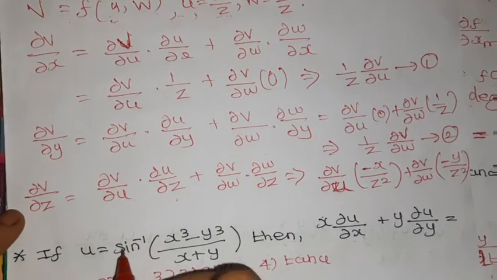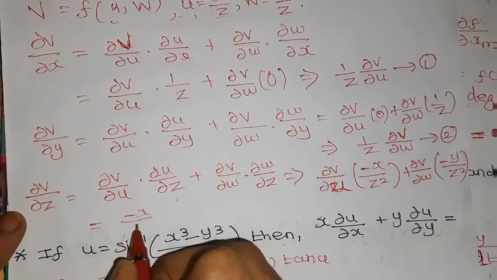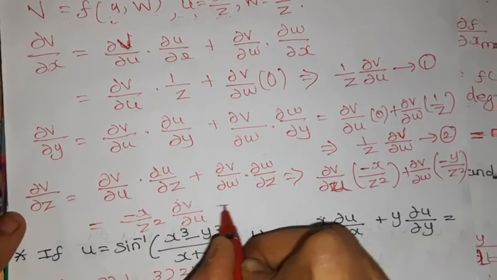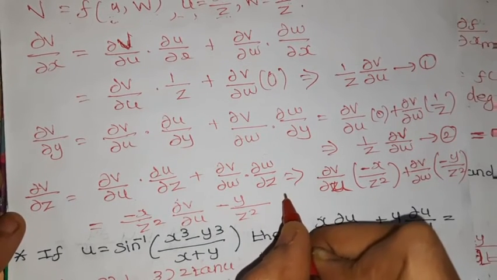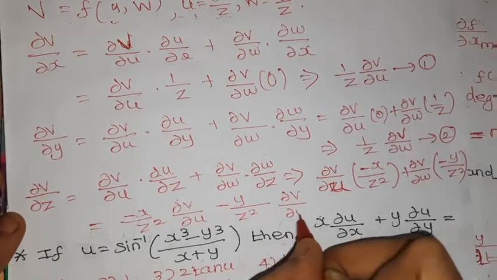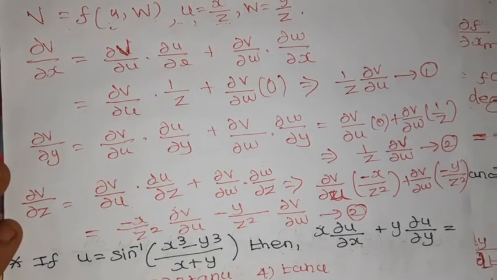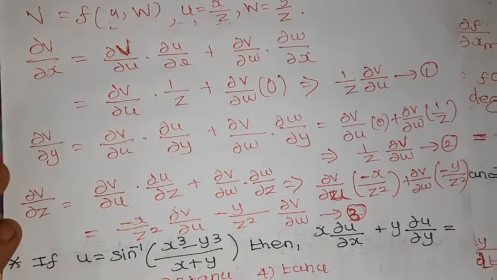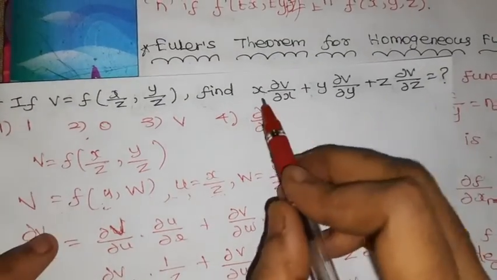So for this equation 3, minus x by z square into dou v by dou u minus y by z square into dou v by dou w. Equation 3. So adding equations 1, 2, 3.